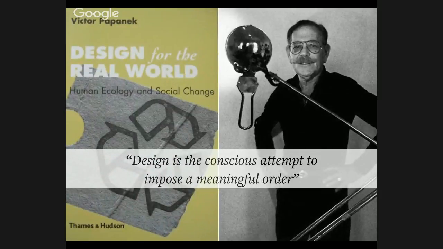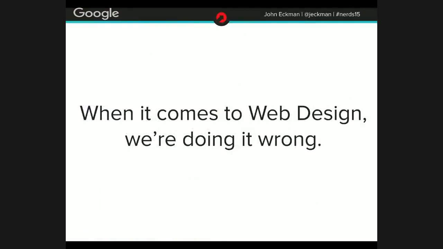So if the representative of design here, Victor Papanek, says design is the conscious attempt to impose a meaningful order, right? We take chaos, we take random fragments, we take all of these various things, and we use design as a way of trying to piece together a sort of totalizing vision, or a gestalt, or a sort of holistic view of what's going on. When it comes to web design, though, I would argue we're doing it wrong, right?